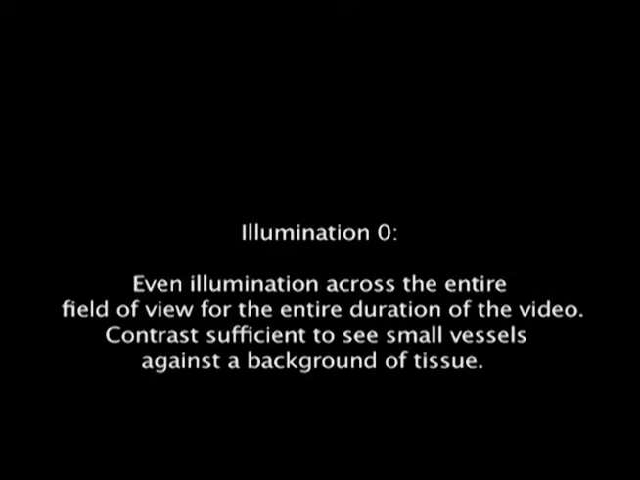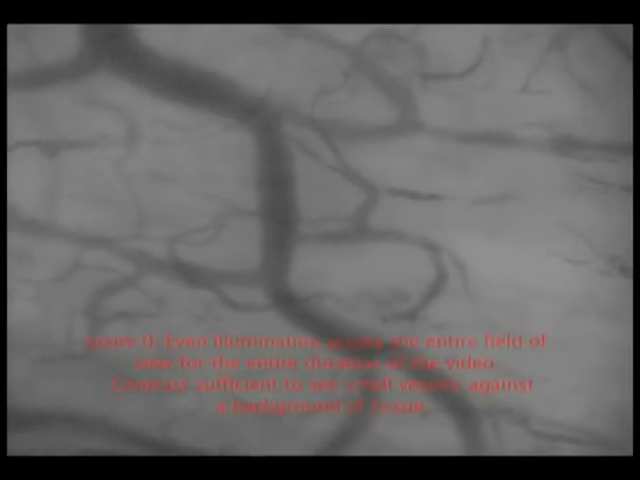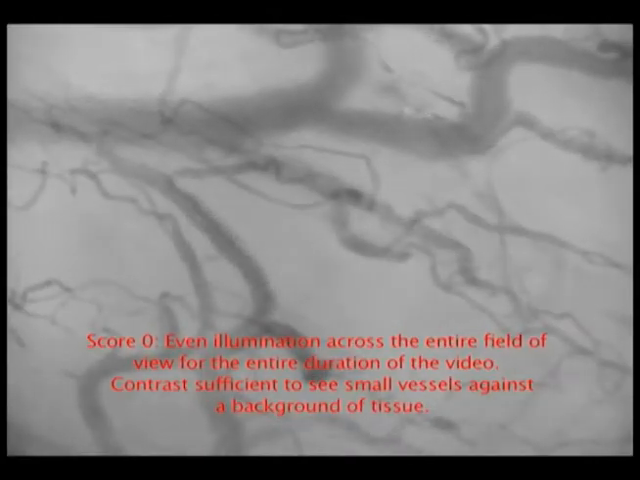So we'll start out with a score of 0. This means that there is even illumination across the entire field of view for the entire duration of the video. Also, there is sufficient contrast such that small vessels can be distinguished from background tissue. Here are a few examples of good illumination. Notice that the intensity of light is even across the entire field of view, and you can see the smallest of vessels. All of these videos would get a score of 0 for illumination.